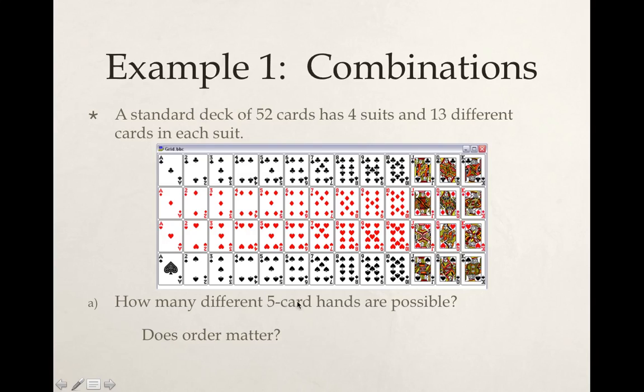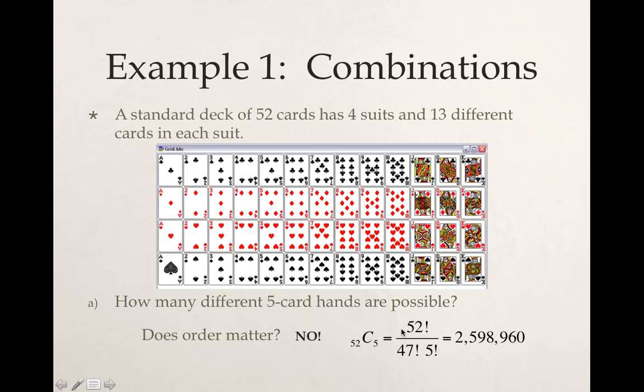Well, in a 5-card hand, does it matter what order the cards are dealt to you in? Usually the answer is no. So if the order does not matter, then we want to be looking at a combination. So this is a combination where we have 52 total cards, and we want to take 5 of them. So this is what we set up. Here's our 52 taken 5 at a time.